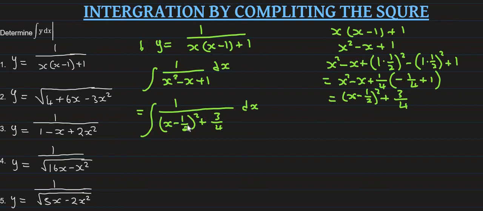Then remember the formula. The formula is 1/A tan inverse of (x plus or minus k over A) plus C.